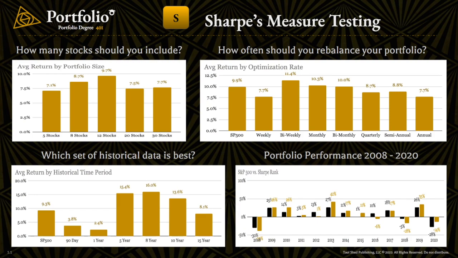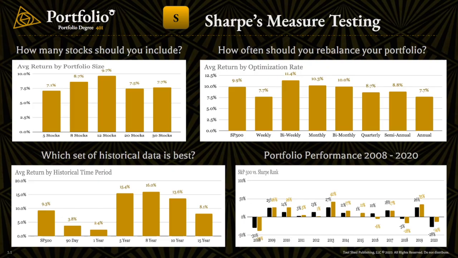and the results here reflect really what I was taught in class, which is that your portfolio should include about 8 to 12 stocks, and you should optimize it about every 2 to 4 weeks. In terms of the historical time period, this shows that anywhere from a 5 to a 10-year range works well, with 8 being the best.